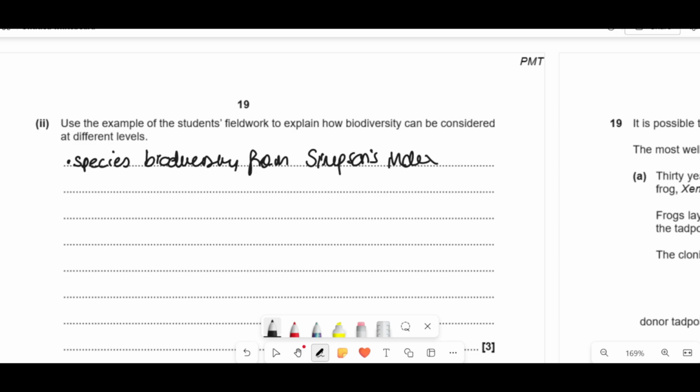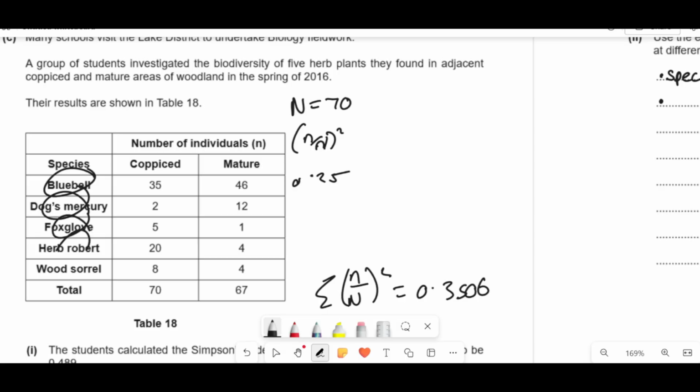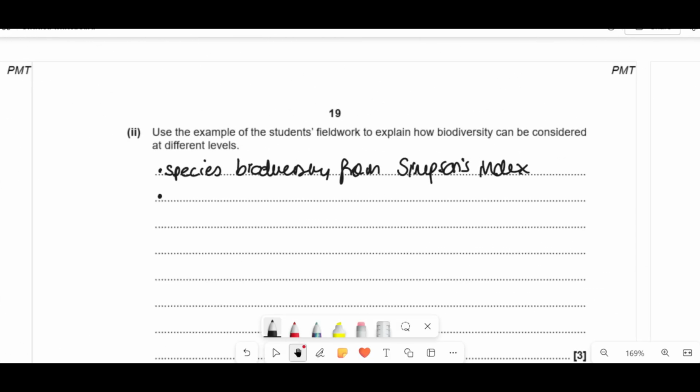But there's lots of other ways you can assess biodiversity. For example, the habitats or species richness. So here, we can see there's 1, 2, 3, 4, 5 different species. Here in their data, they've also found the species richness, which is the number of different species from their 5 plant species.